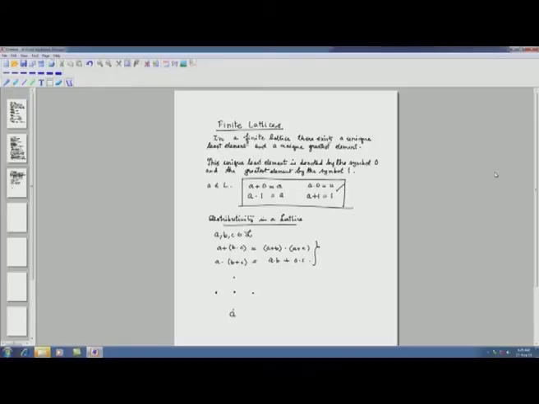So, suppose this is A, this is B, this is C, this is D and this is E, and I connect them, and this gives me a Hasse diagram.